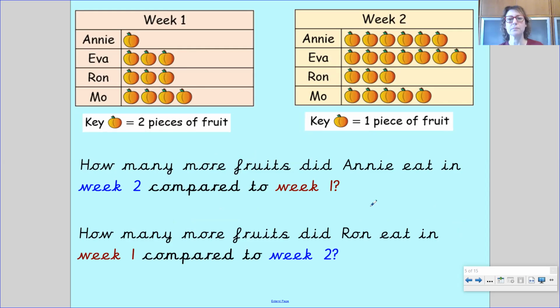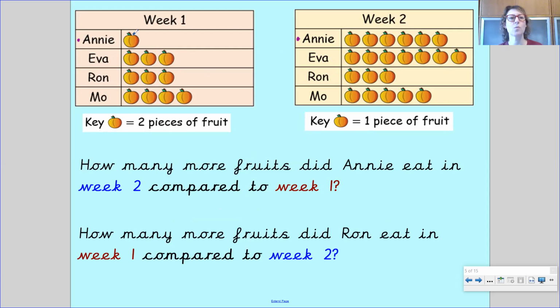Right, we're going to do some comparisons now. How many more fruits did Annie eat in week 2 compared to week 1? So here's Annie in week 2 and here's Annie in week 1. So let's have a look.